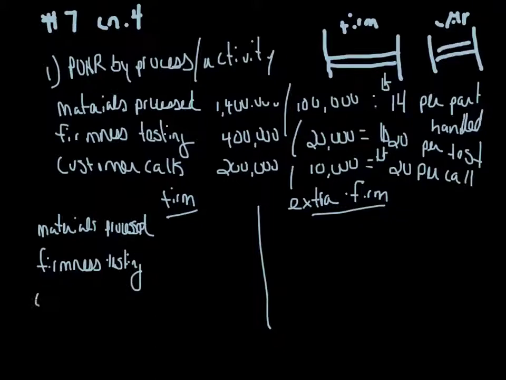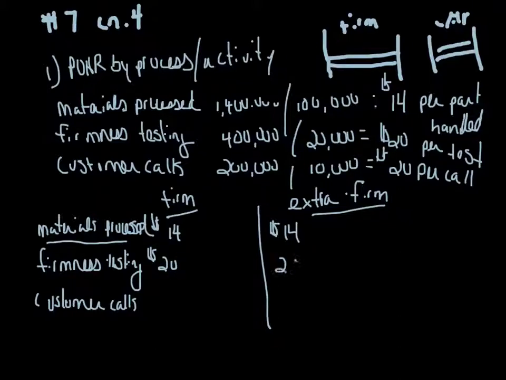And we have our customer calls. Now for the firm mattresses, no matter what, the materials processed is going to be based on $14 per part handled for firm and extra firm. So we know what our rate is for firmness testing. Each is going to be assigned $20 per test. And then for customer calls, we have $20 per call. So that's a piece of it.